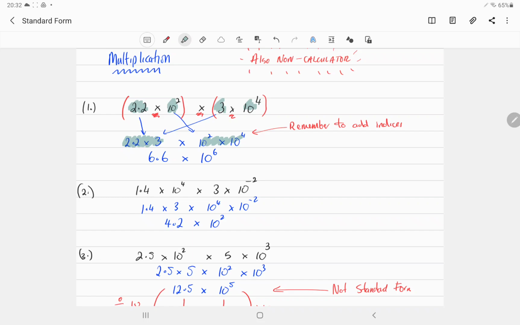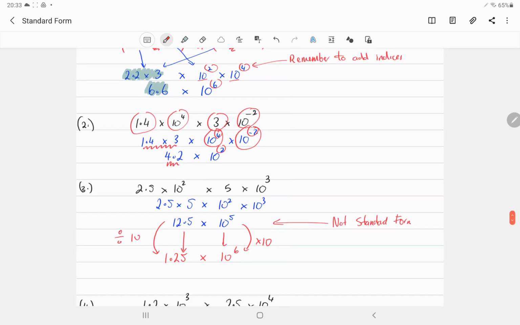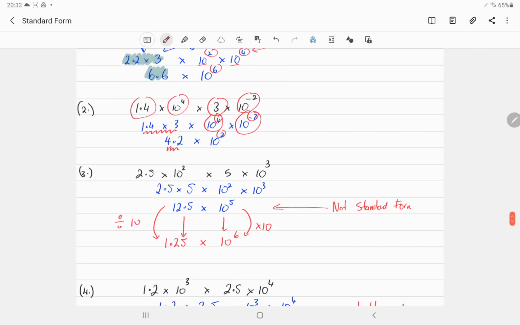So 2.2 times 3, you should be able to do that without a calculator, 6.6. And then remember, whenever we are multiplying with the same base 10, we'll add the indices, so it becomes 10 to the power of 6. So once again, just take the first part of your standard forms and multiply them. 1.4 times 3 without a calculator is 4.2. And then take your second part, 10 to the power of 4 and 10 to the power of minus 2, multiply them together, and remember, when you multiply, you're adding the indices. So that's our answer.